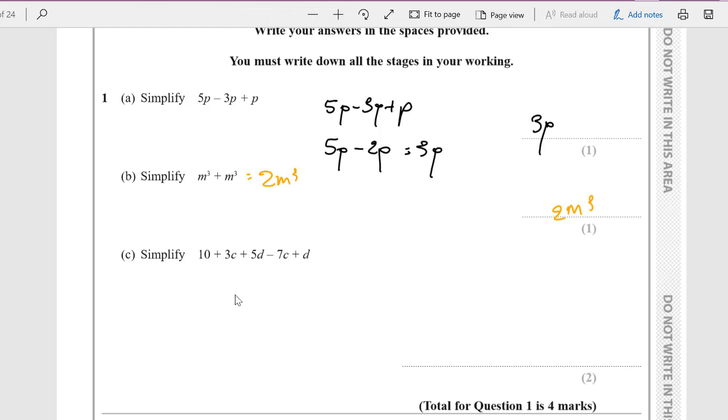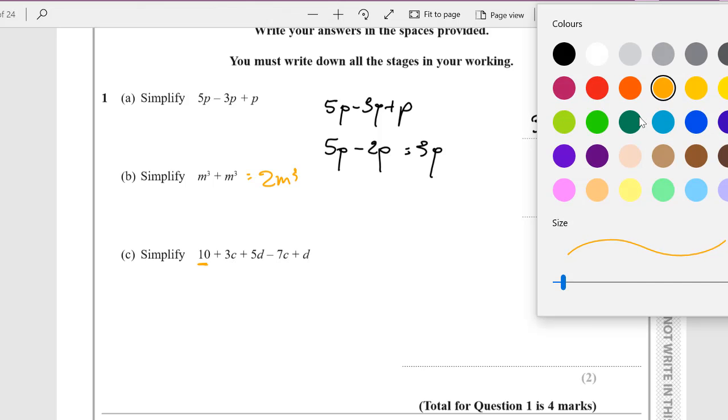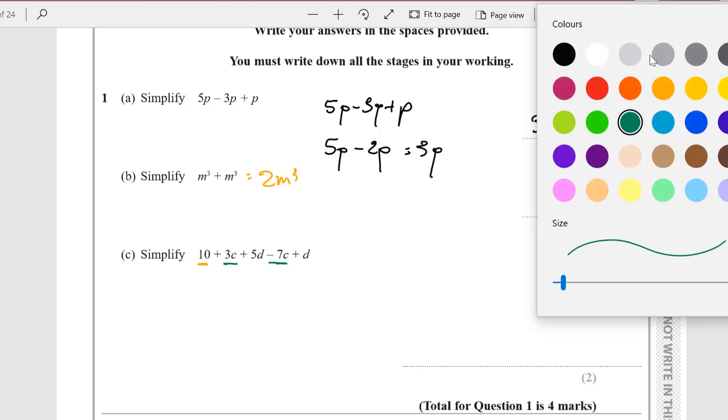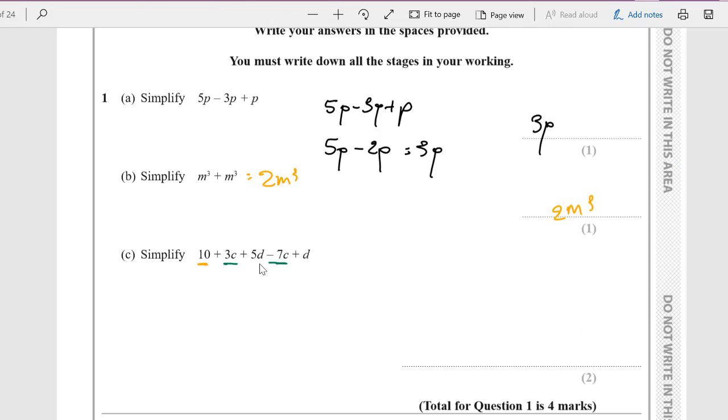And then it says here, simplify 10 plus 3c plus 5d minus 7c plus d. So let's collect the like terms. This is a number or a numerical value, and all the others have variables and coefficients. So that's 10. So this is 3c and minus 7c. And we have 5d and d, right?